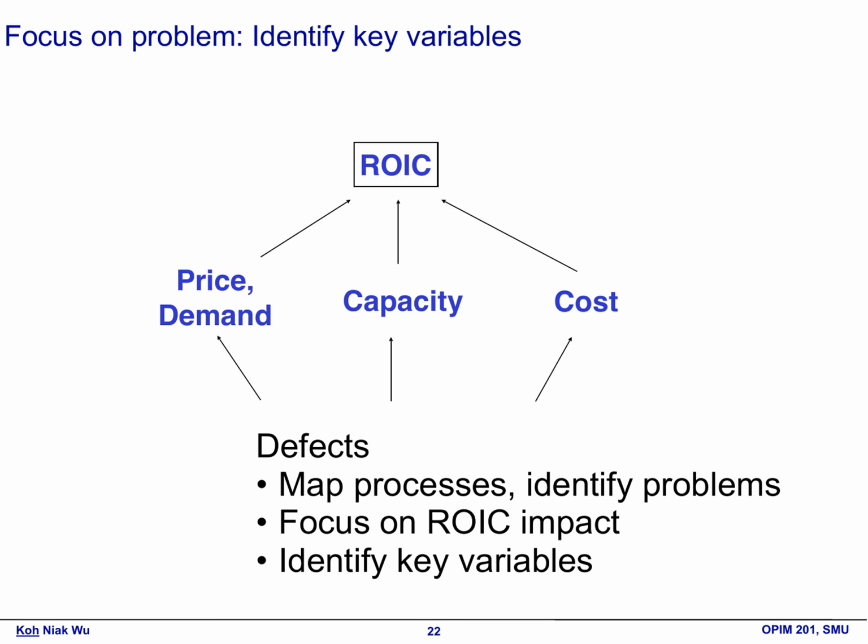To improve our understanding of business operations, we focus on identifying key variables that affect profitability. These variables include price, demand, capacity, and cost. It's essential to map out processes to find defects and identify the underlying problems. By focusing on how these elements impact ROIC, return on invested capital, we can better understand how to enhance performance.